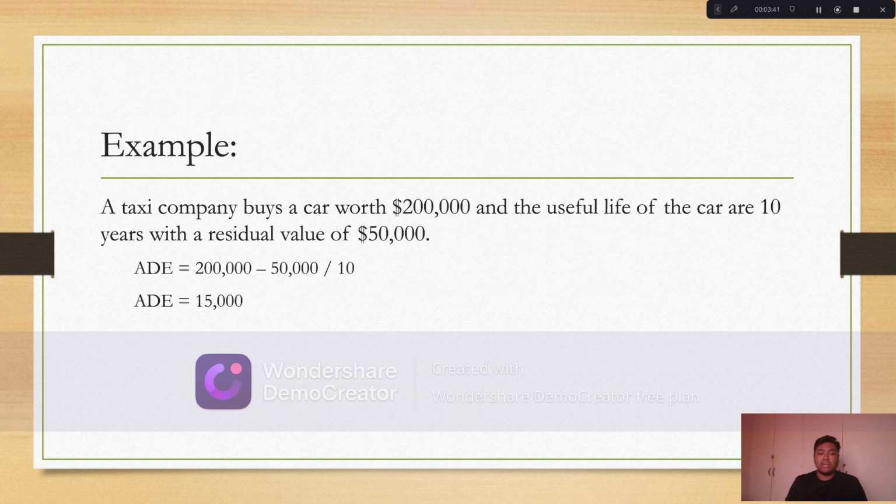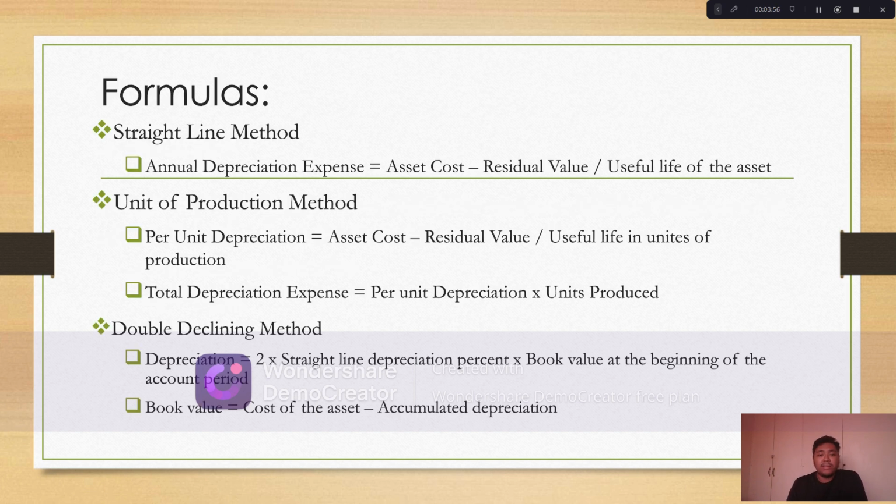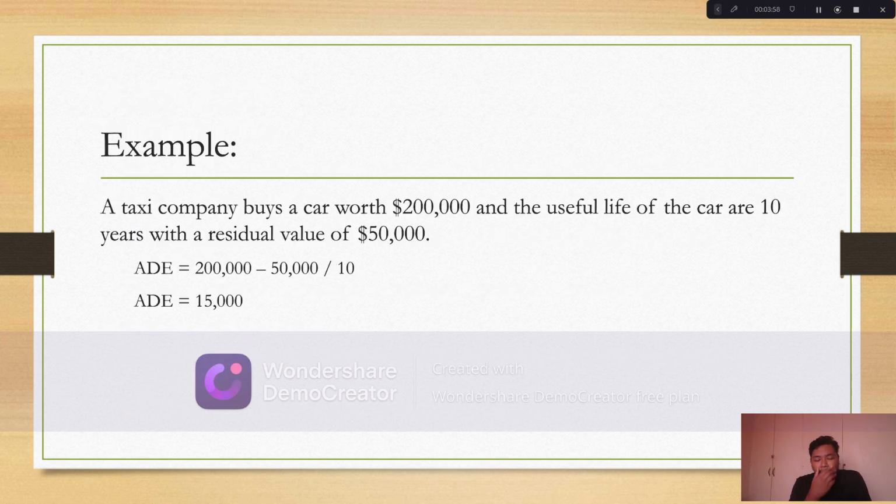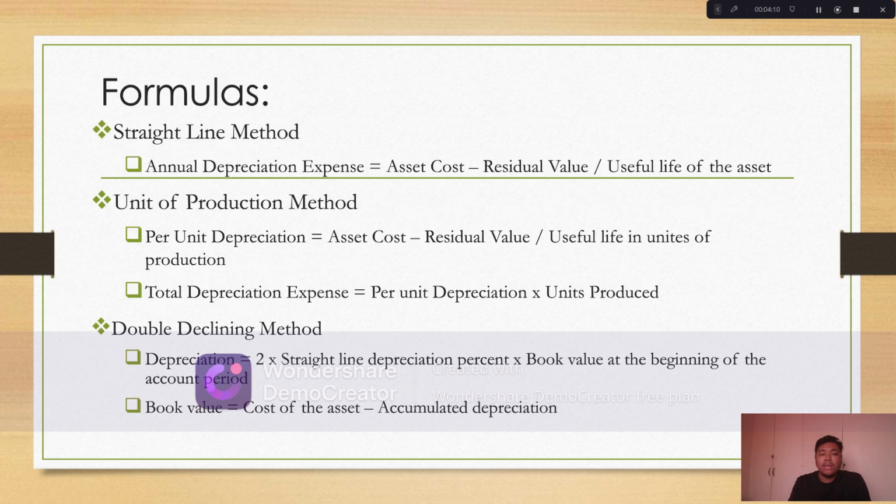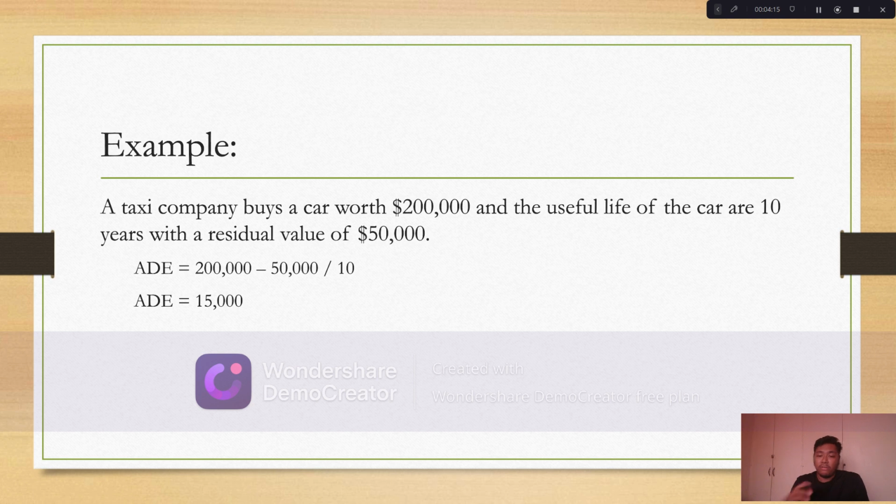As we can see in the example here, let's say a taxi company buys a car worth 200,000, and the useful life of the car is 10 years with a residual value of 50,000. The ADE stands for annual depreciation expense. If we follow the formula, 200,000 minus 50,000 divided by 10, the rate of depreciation would be 15,000. That would be the annual expense when it comes to depreciating the asset.